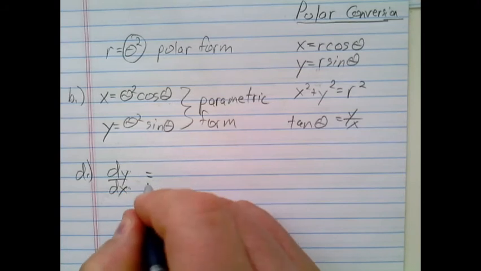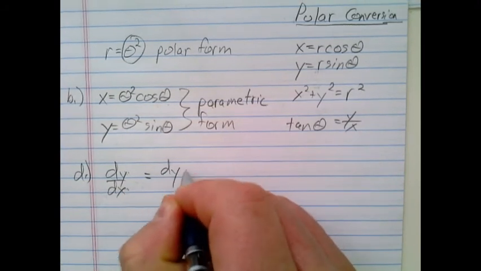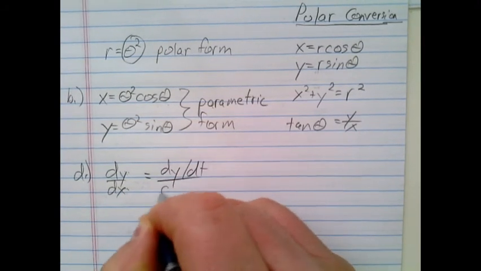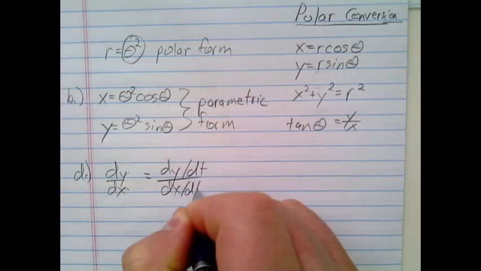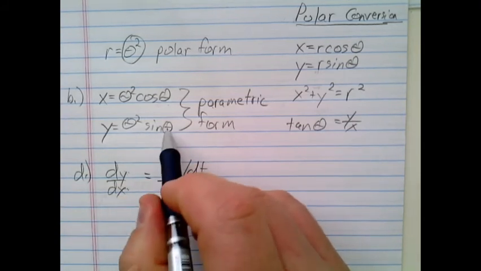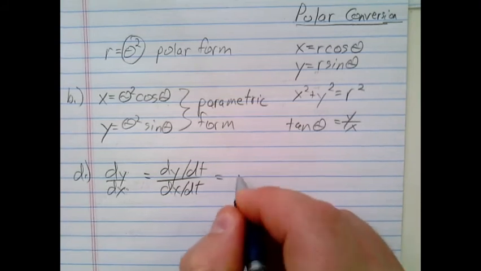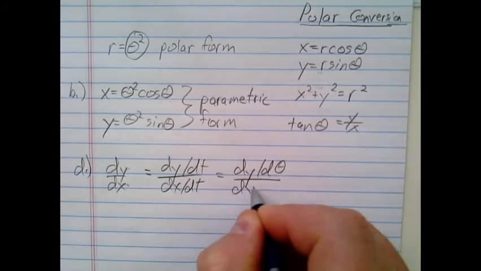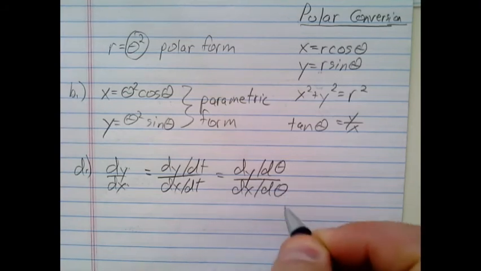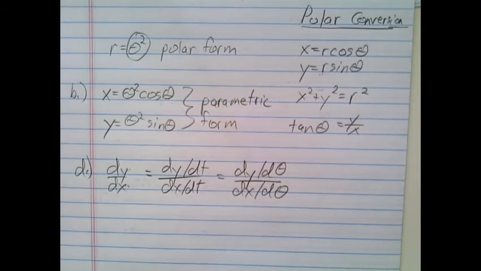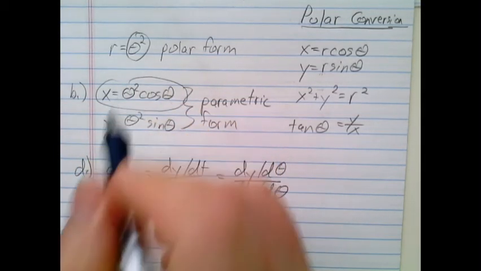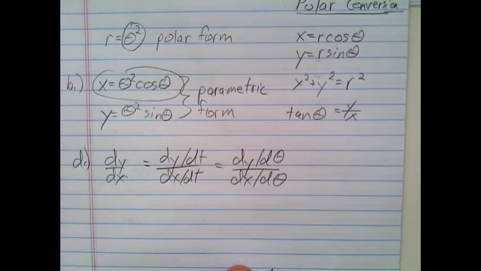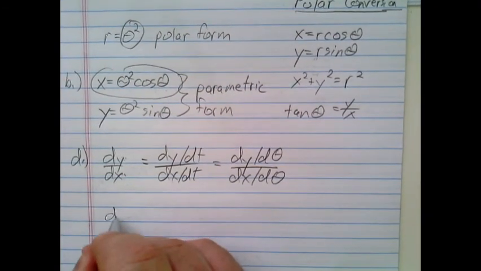Now, for parametric equations, we said we could do that as dy dt over dx dt, or if the parameter is theta instead of t, then it could be dy d theta over dx d theta. Here we're pretty much using t and theta interchangeably. So, there's my x equation. Let's compute dx d theta.